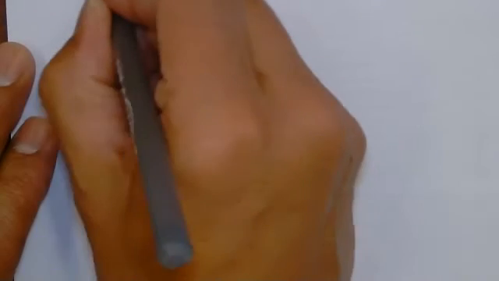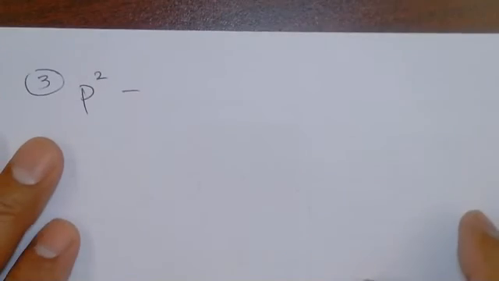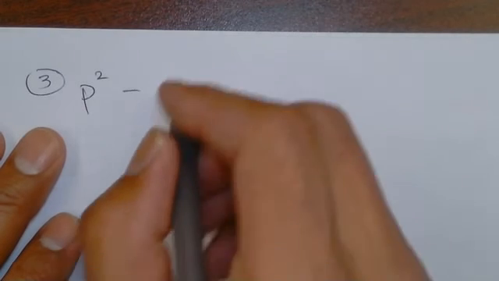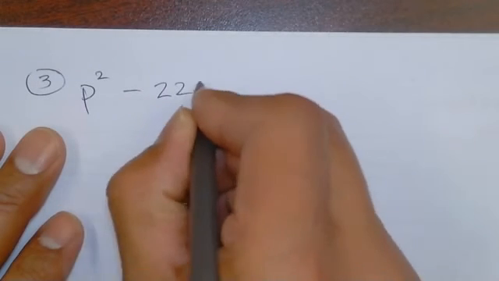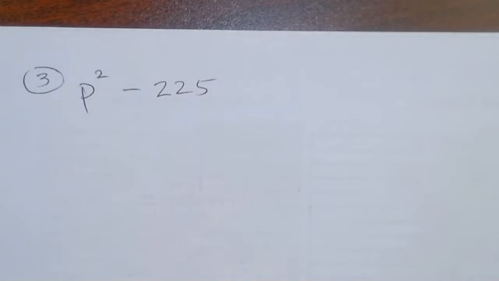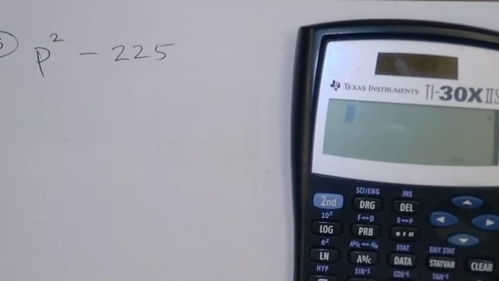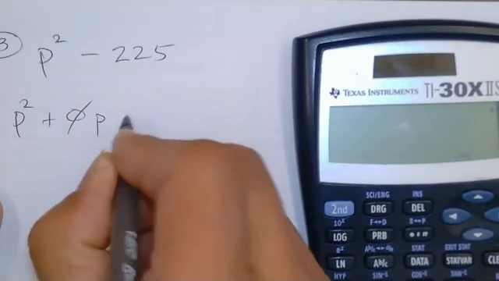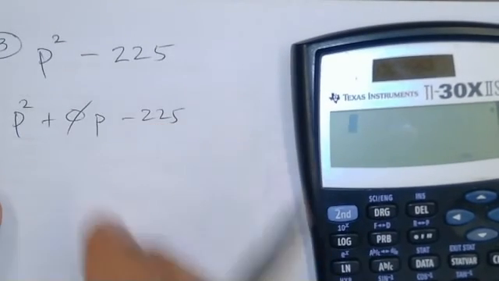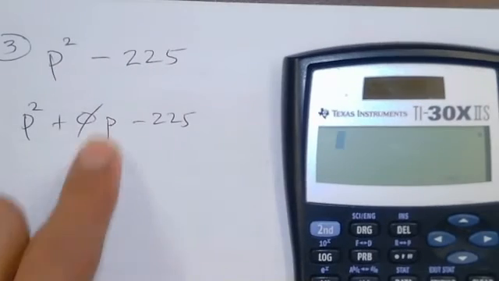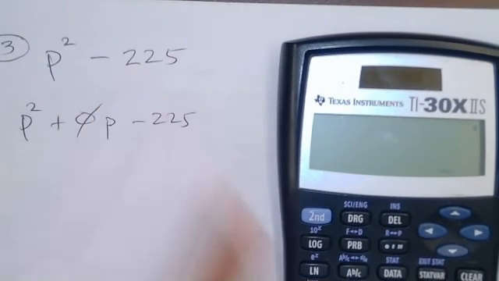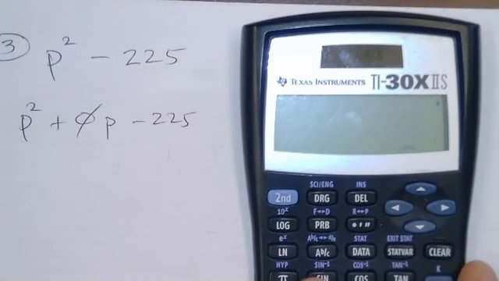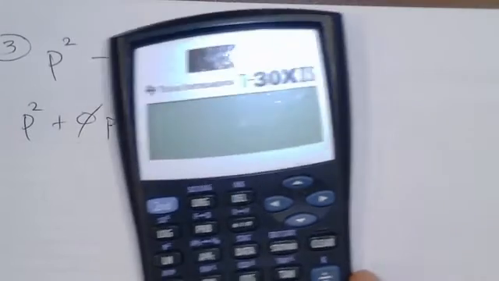All right, let's do it this way. Let me do another one. Number 3. What about p squared minus, I think 225. Anybody know how to do this in the calculator? If I know that this is the scenario where it's p squared plus 0p minus 225, if I know that this is going to be a perfect square number, does anybody know how to find that out in the calculator?